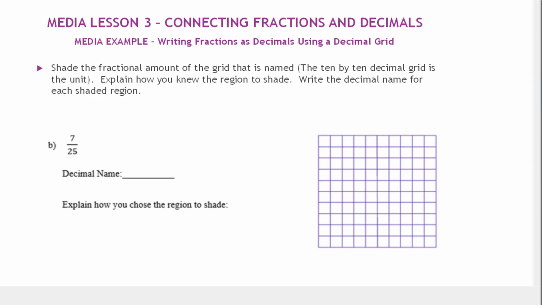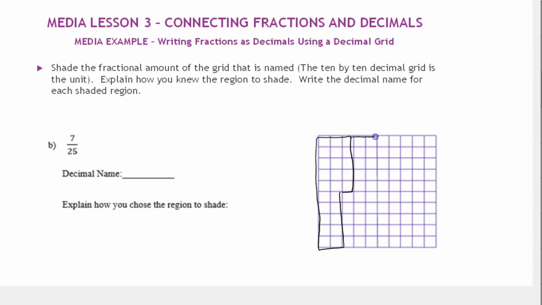Let's look at another example. Here we have 7/25. This is 100 hundredths, so I'm going to break it into groups of size 25. So let's work this way. So I'd have 2 columns, and then 1, 2, 3, 4, 5. So this would be 125.